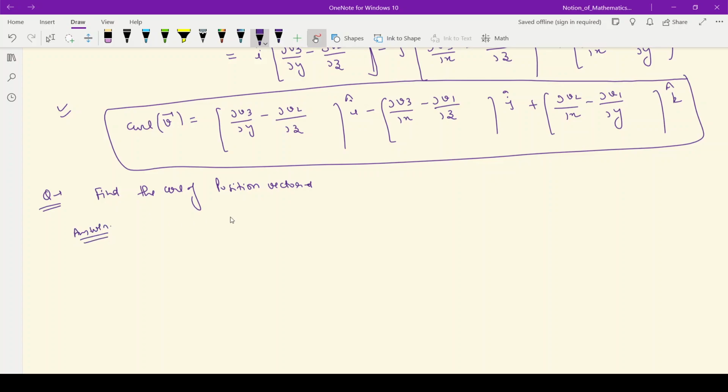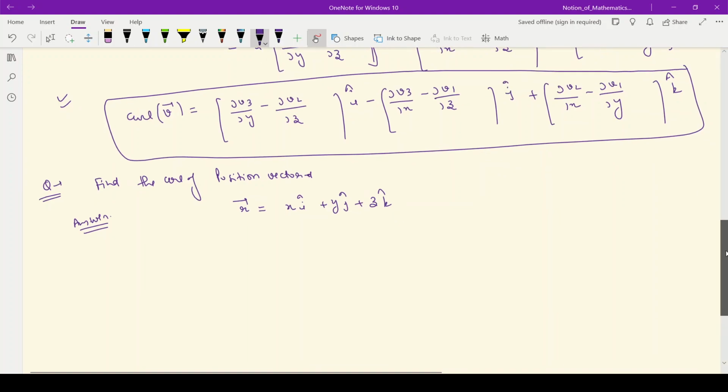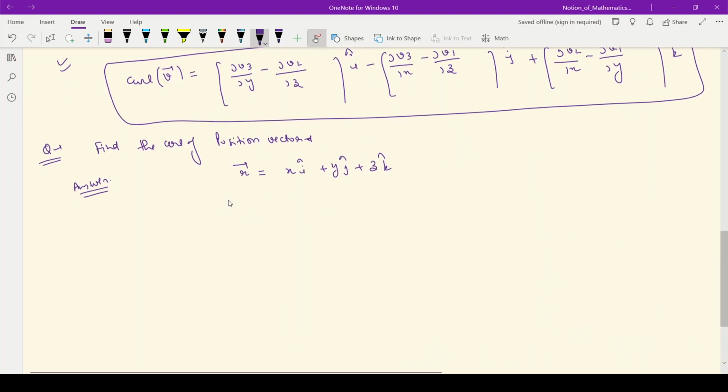So what is the meaning of position vector? That is r vector, and it is defined as xi plus yj plus zk. I mean to say x i cap plus y j cap plus z k cap. Question is, what is our aim? Our aim is to get here curl of r vector. So it means del cross r vector.